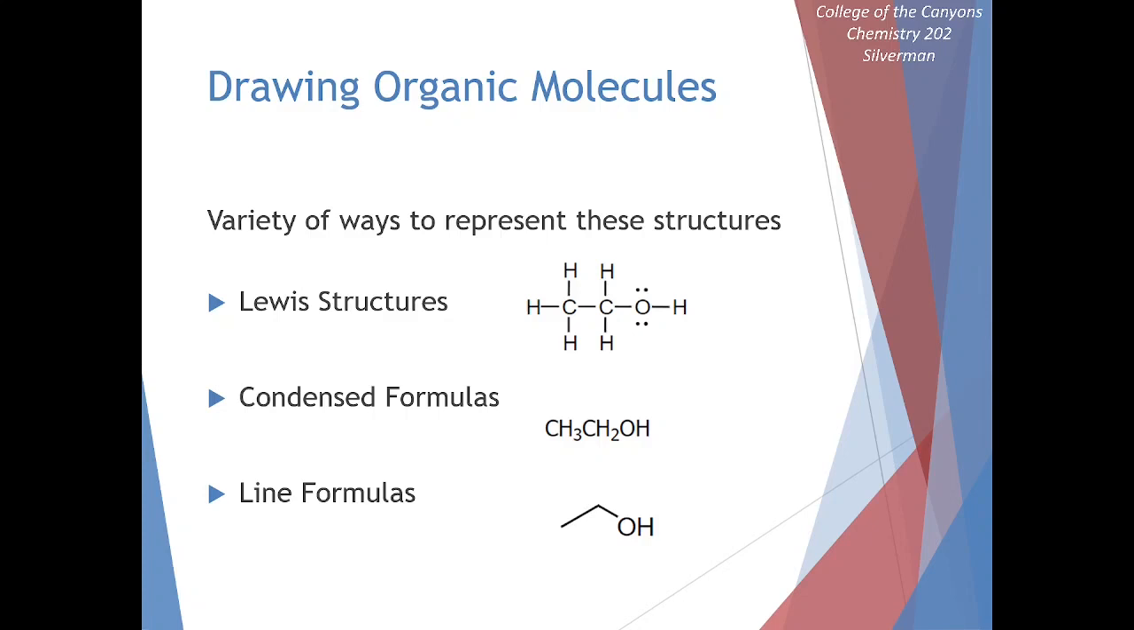In fact, we also have line formulas, which is taking this idea even further. Instead of even writing our atoms and our abbreviated versions of these groups, we can have every carbon represented by the end of a line or a bend in our line. Hydrogens we can omit. When we're looking at these line formulas, we get to assume that there are enough hydrogens to complete our octets. Lone pairs can be written here, but are often omitted as well. So again, this means the same thing.